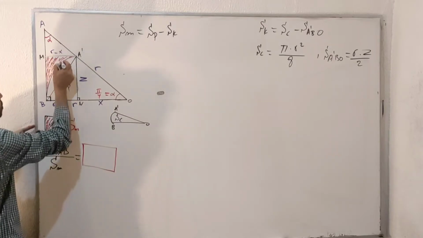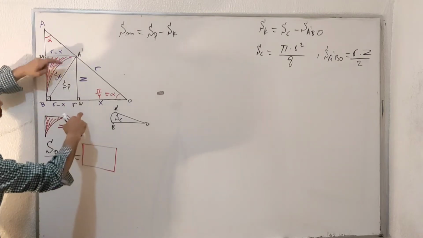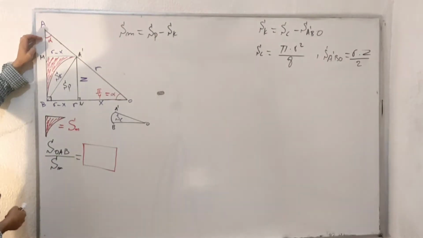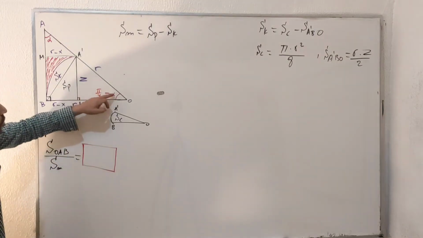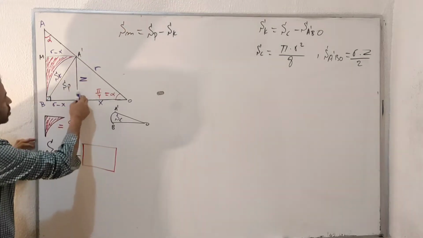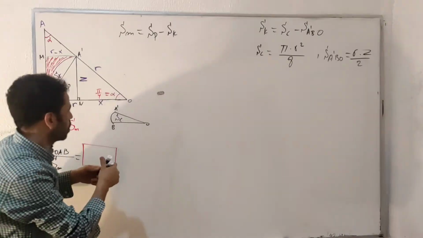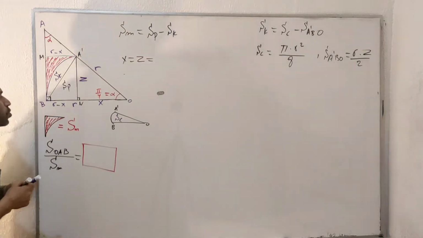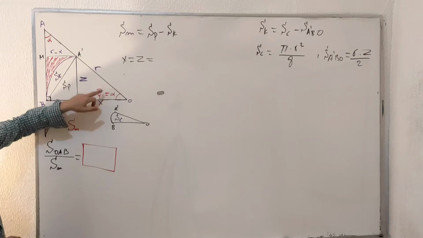Since the big triangle is an isosceles triangle, this triangle and the big triangle are similar triangles, because both are right triangles and they share the angle alpha, which is pi over 4. Since they are similar, X equals Z. If I apply the trigonometry formula here, I get X equals cosine pi over 4 multiplied by R.